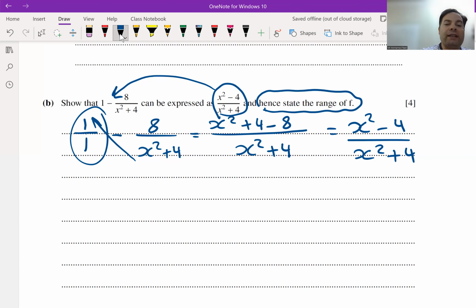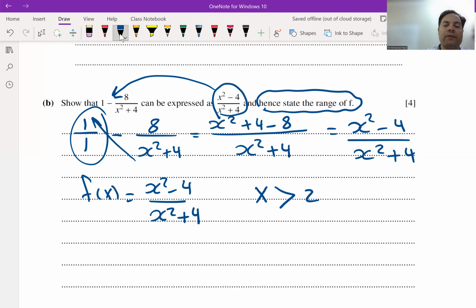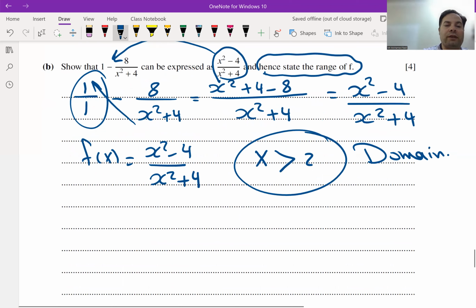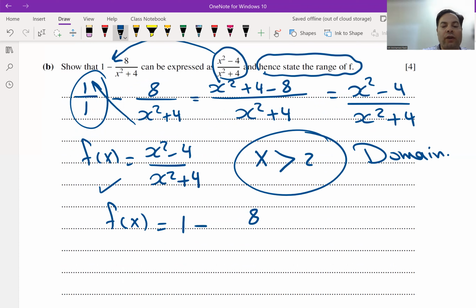So the function f of x, which is given in the question, is x squared minus 4 divided by x squared plus 4, where x is more than 2. This is the domain of the function. How to find the range? I will not find the range of this one. I will find the range of the other form. F of x now is 1 minus 8 over x squared plus 4.